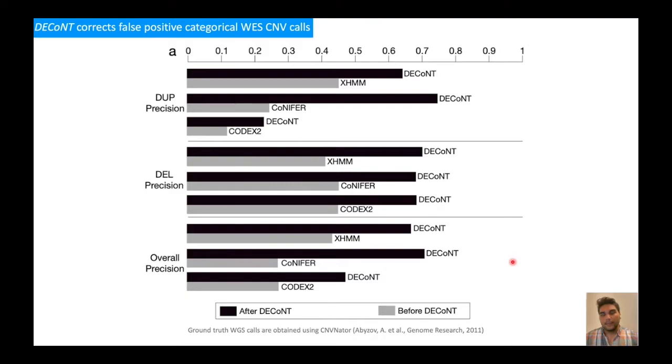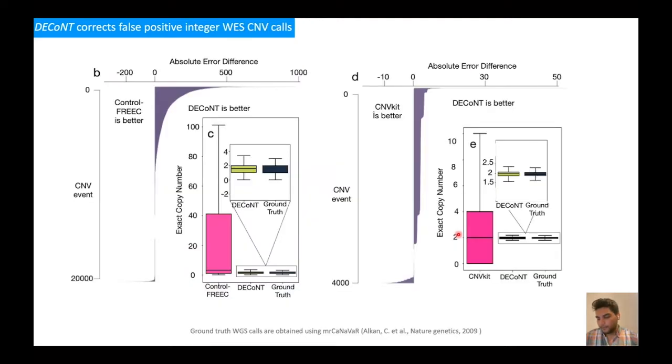This improvement is especially striking as Conifer is a relatively conservative tool, and compared to other algorithms, this tool seldom makes calls, despite relaxation of its parameters. For XHMM, we observe 1.4, 1.7, and 1.5 fold increases, which correspond to a 20% increase in duplication call precision, a 29% increase in deletion call precision, and a 24% increase in overall call precision. We see a similar trend here for CODEX.